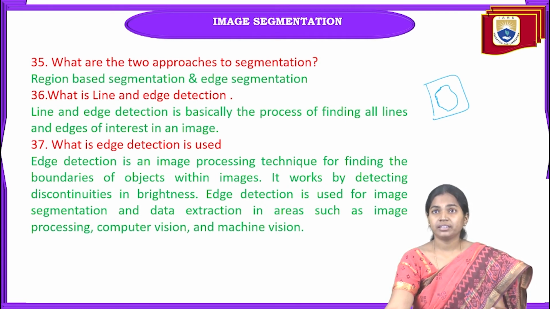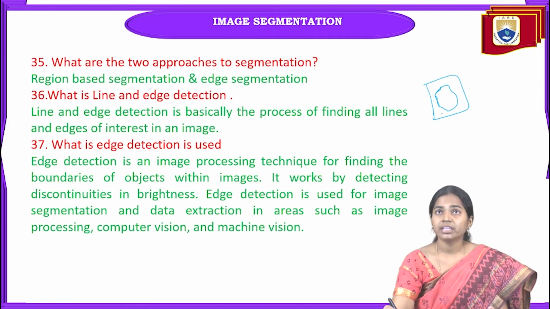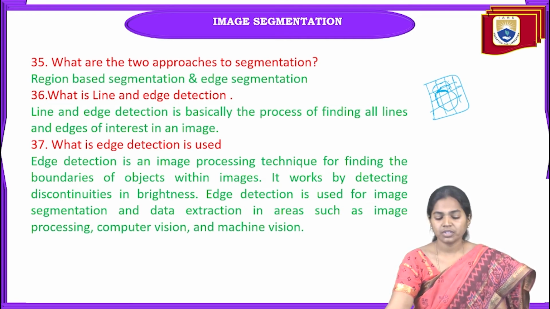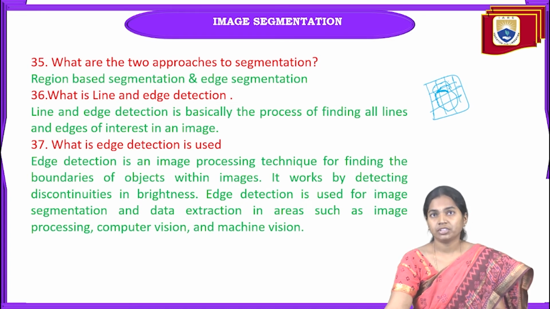How to find the edges of an image: if a pixel's gray level value is the same as its adjacent pixels, then it is continuous. If it differs from the adjacent pixels, then we find some edge between these two pixels. So edge detection is used for image segmentation and data extraction in areas such as image processing, computer vision and machine vision.